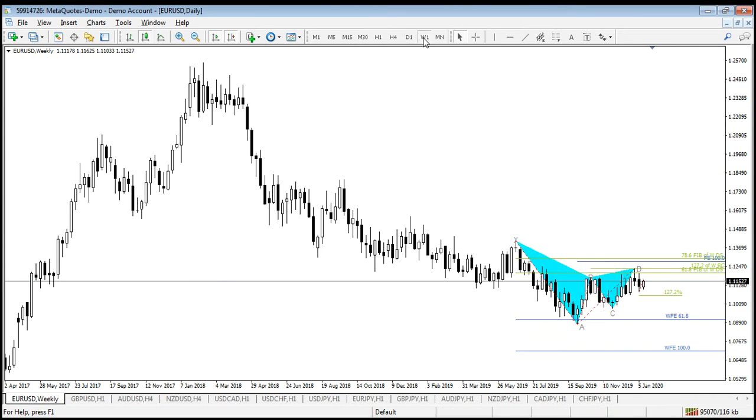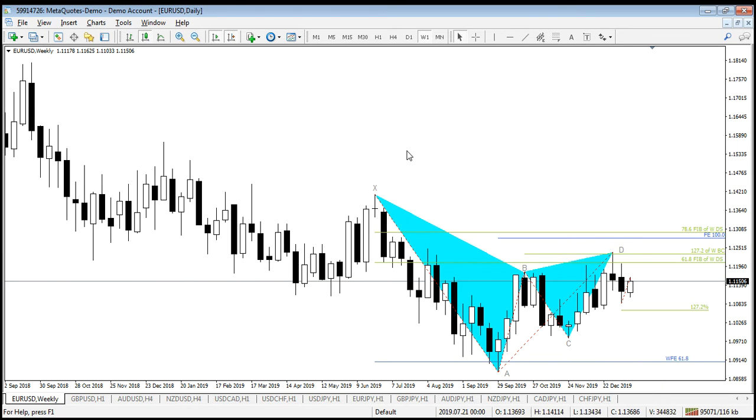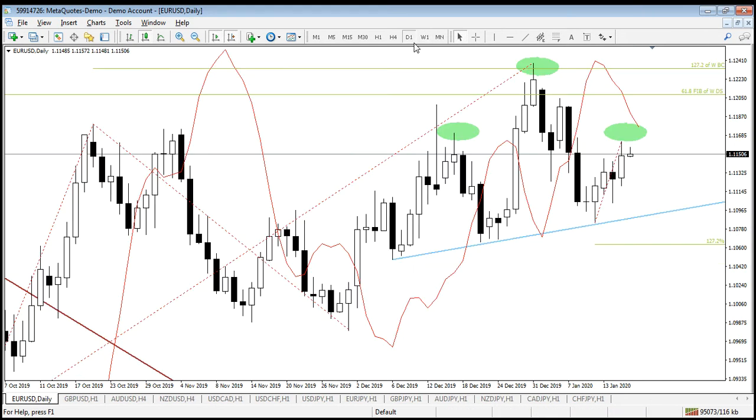So we'll start with the weekly time frame. Nothing has changed on the weekly time frame. This Gartley is still valid and intact. This evening star pattern created with this first, second and third candle is still valid, and this bullish candle is just looking like a retracement, and downward action is still on the table. Let's go to the daily time frame.